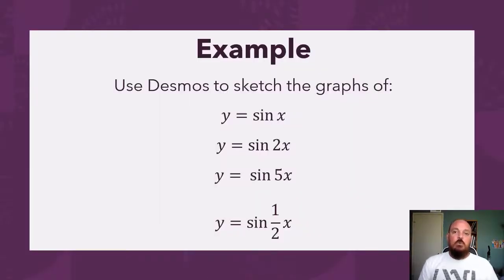So for our example, we're going to go back to Desmos. We're going to graph these 4 things one at a time and compare them. We're going to do, first of all, just sine x as our baseline graph. And then we're going to do sine of 2x and see what happens. Sine of 5x. And then I threw a fraction in there. We'll do sine of 1/2 x last and see what that looks like.